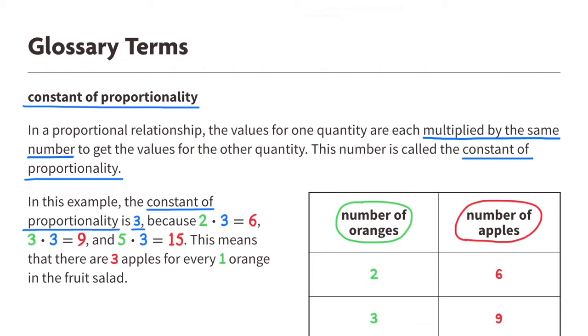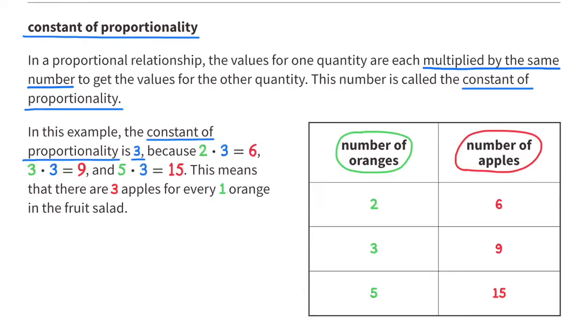In a proportional relationship, the values for one quantity are each multiplied by the same number to get the values for the other quantity. This number is called the constant of proportionality. In this example, the constant of proportionality is 3, because 2 times 3 equals 6, 3 times 3 equals 9, and 5 times 3 equals 15. This means that there are 3 apples for every 1 orange in the fruit salad.